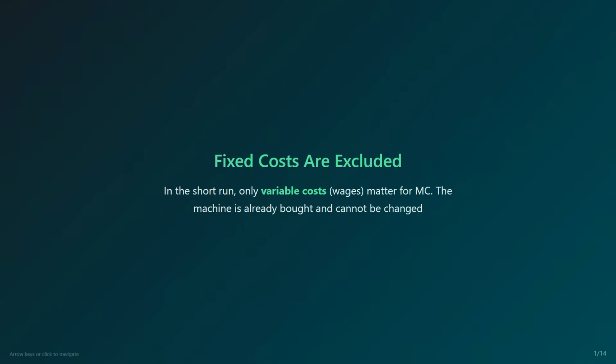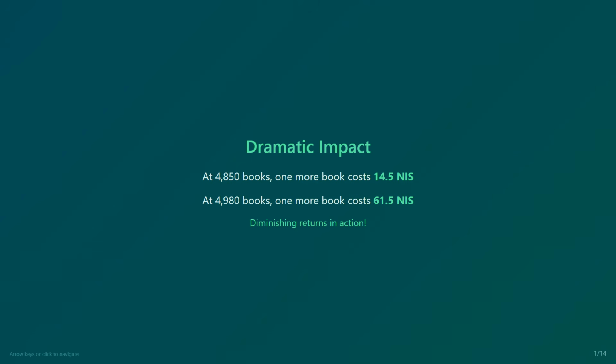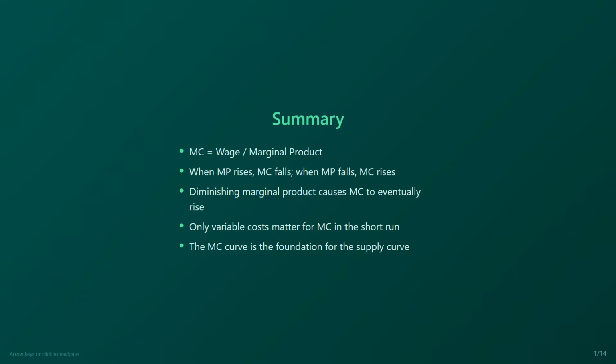Let's summarize what we've learned so far. We have a production function that describes how many books are produced based on the number of workers. From the production function, we calculated the marginal product of each worker. Then, by dividing the wage by the marginal product, we found the marginal cost of producing each book. The relationship is inverse: when marginal product rises, marginal cost falls; when marginal product falls, marginal cost rises.